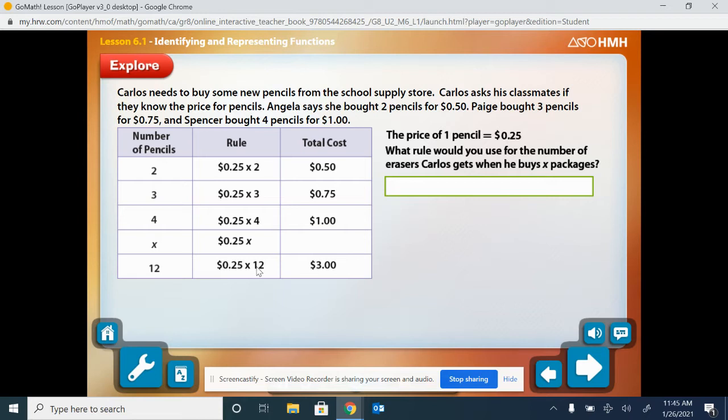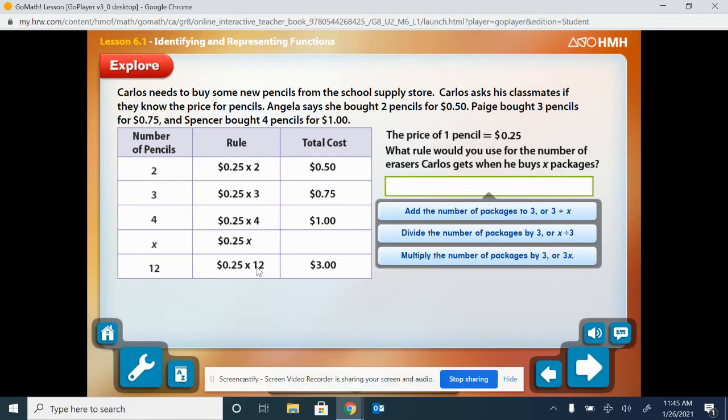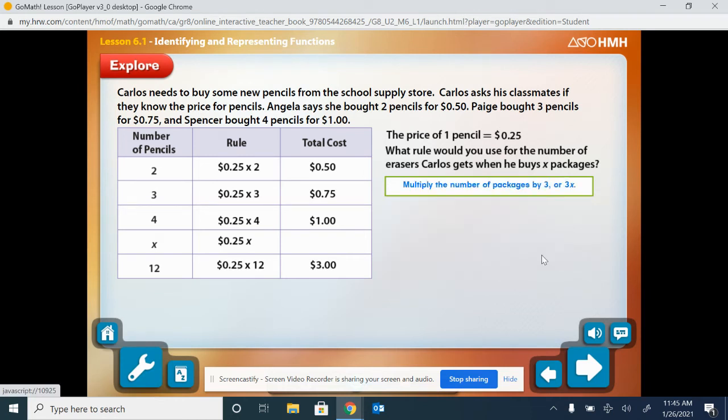What if Carlos decides to buy erasers in a package? There are 6 pencil top erasers in 2 packages of erasers. What rule would you use for the number of erasers Carlos gets when he buys X packages? So you would multiply the 3 times the X, 3 per package. So it's multiplying the numbers, I think. Correct. If there are 6 erasers in 2 packages, then there are 3 erasers in 1 package. So the number of erasers in X packages is equal to 3 times X.